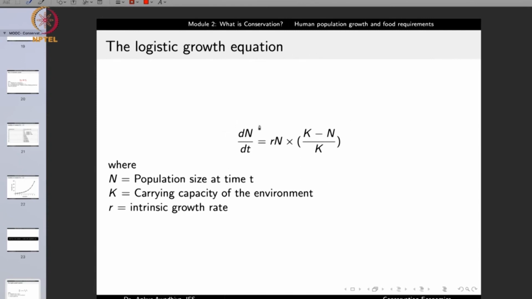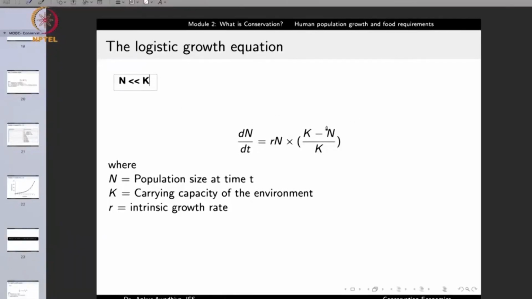It states that dN/dt, which is the rate of increase of population with time, is equal to rN(K-N)/K. Now, consider the first case where N is very much less than K. Now, N is the population at any time t, K is the carrying capacity. Carrying capacity means the maximum number of individuals that can be sustained by the environment. So in the case of our example of the mice on the island, we are referring to the maximum number of mice that can be sustained by the island, that can be provided for in terms of food, water, space by the island. So that is the carrying capacity.